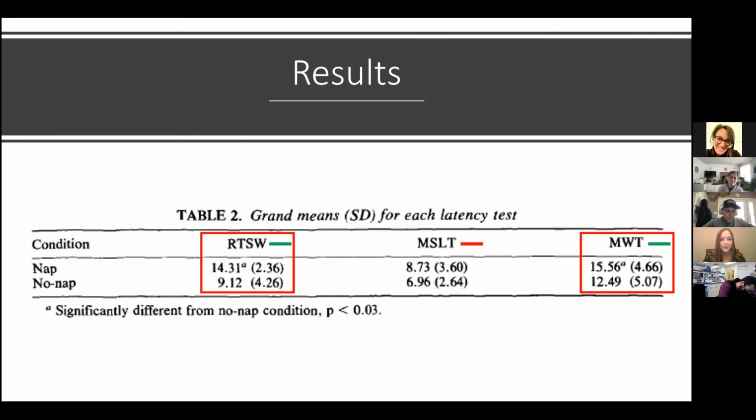Cool. So this table is looking at average sleep latencies between the three different tests, separated by the nap condition and the no nap condition. The main thing to focus on here is the RTSW and the MWT, the two tests where individuals are instructed to stay awake. There's a significant difference in sleep onset latency between the nap condition and the no nap condition. However, in the MSLT, there was not a significant difference in sleep onset latency. This really shows that there's a differential impact of prior sleep on staying awake and alert compared to trying to fall asleep.